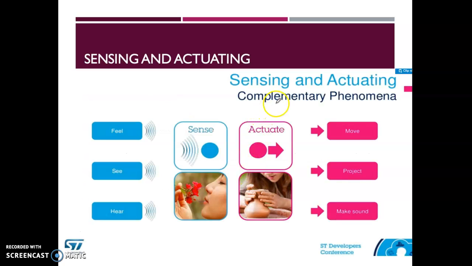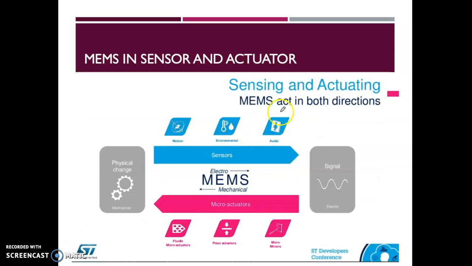Okay. So let's recall what is the difference between sensor and actuator. Actuate means you move something, when you apply some electrical component. If it senses, it means you are receiving the input in terms of voltage, frequency, or else. So in MEMS there are two directions: one is the MEMS sensor, another one is the MEMS actuator.